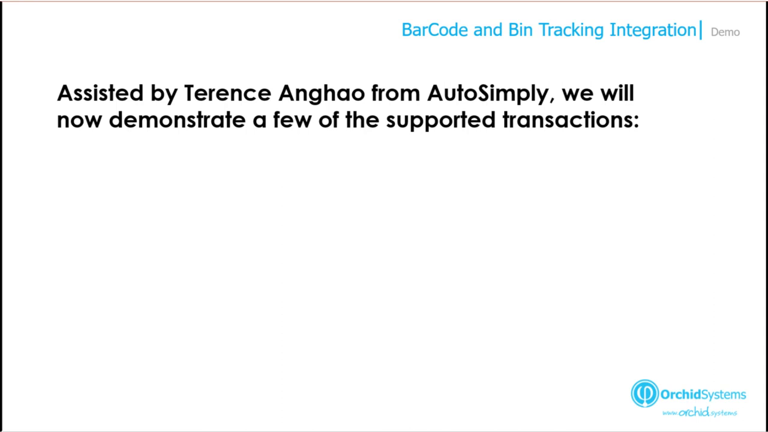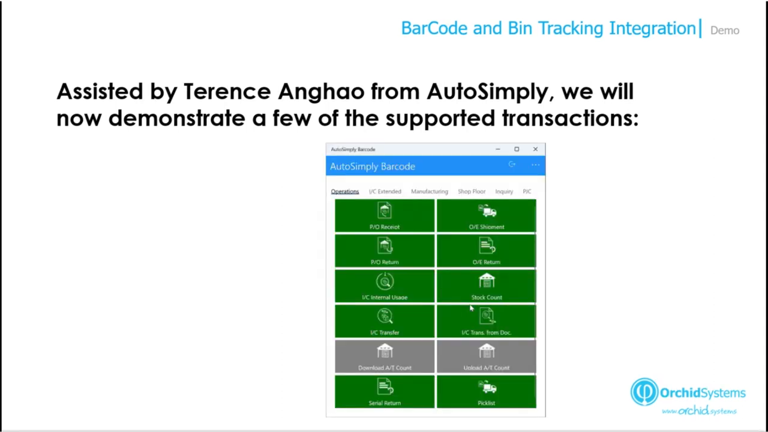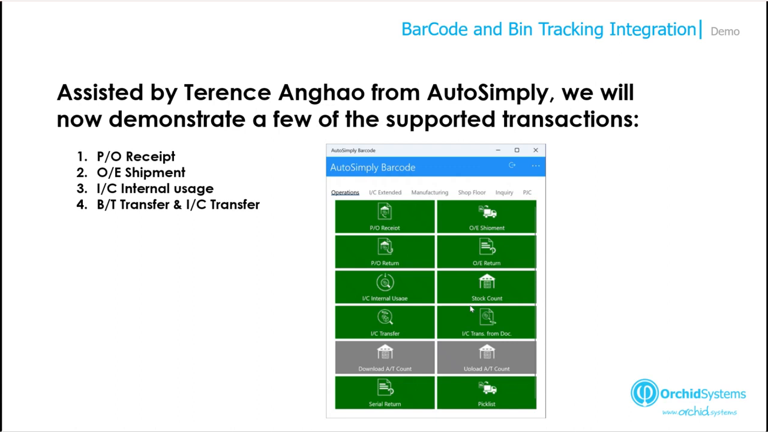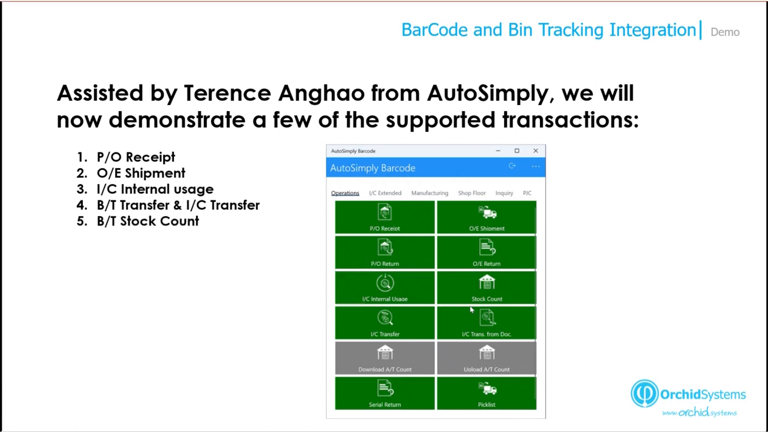We're now going to do a demonstration, and I'm assisted by Terence from AutoSimply, and we'll demonstrate a few of the supported transactions. We're going to have a look at the PO receipt, OE shipment, IC internal usage, a bin tracking transfer, an IC transfer, and a bin tracking stock count.